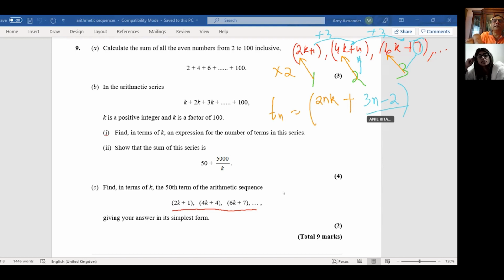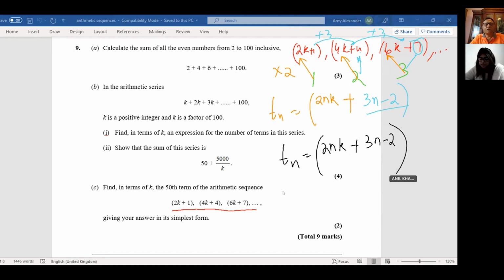So we get our formula for Tn, and we are saying that the nth term is going to be 2nk plus 3n minus 2. Is that okay? We're giving the answer in the simplest form. But I think they're asking for the 50th term, so do we just sub in 50? Oh, I see. It's just sub in 50.